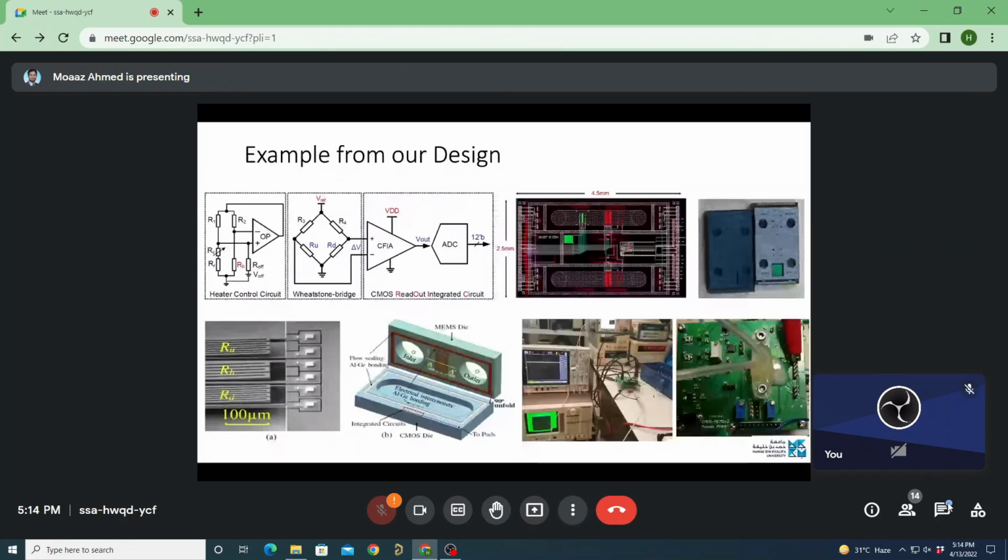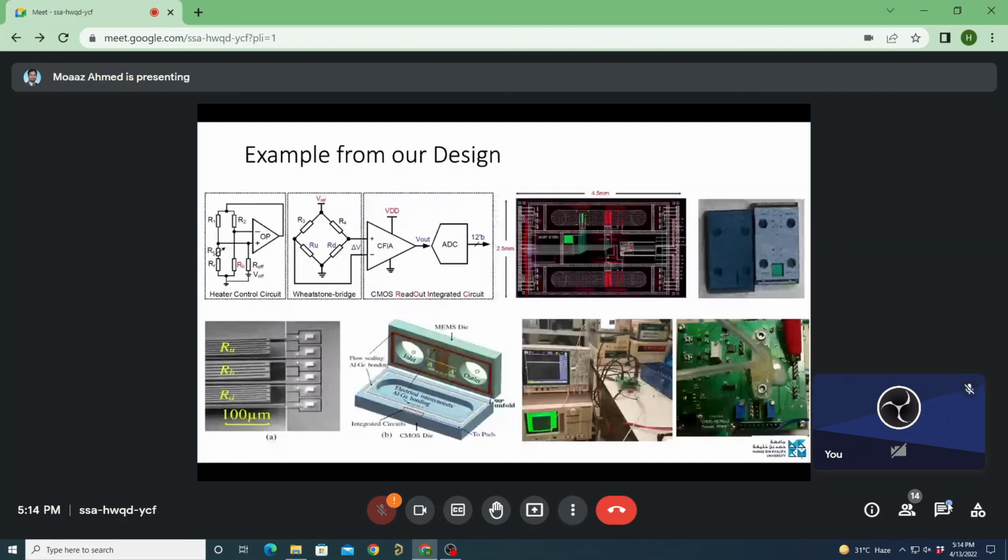Higher the flow, higher the changes in the bridge output. And those changes are in millivolts or microvolts actually. In our case, they were, I think, maximum 5 microvolt. So we employ a current feedback instrumentation amplifier followed by an ADC. Together, interfacing the CFIA and ADC makes our front end. We call it ROIC, readout integrated circuit.